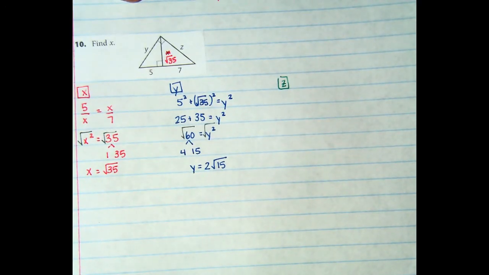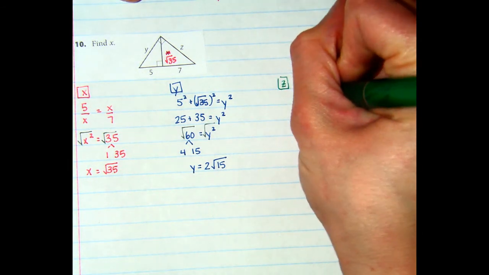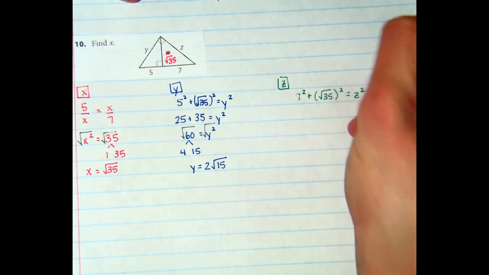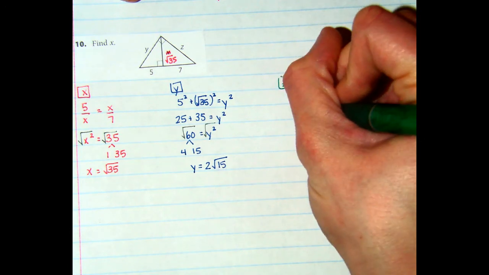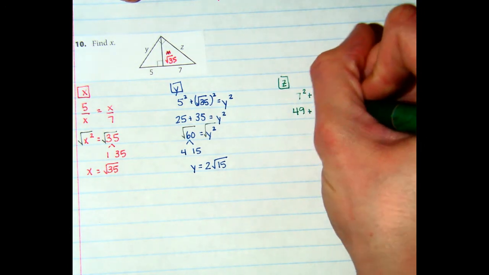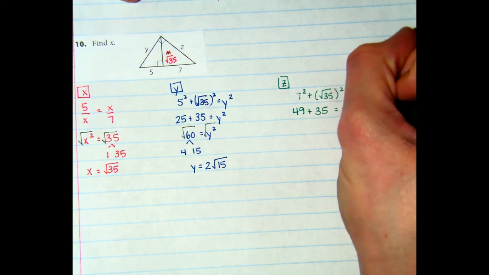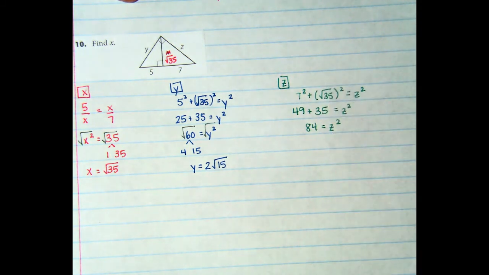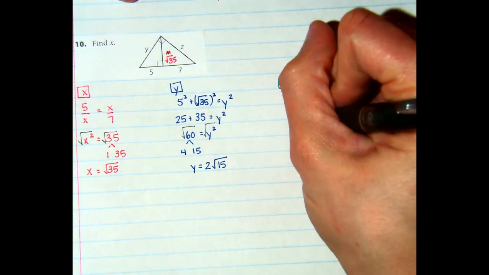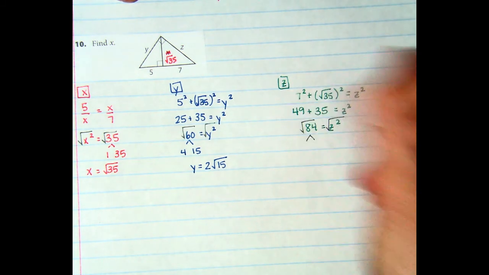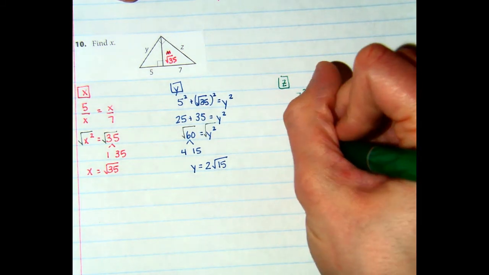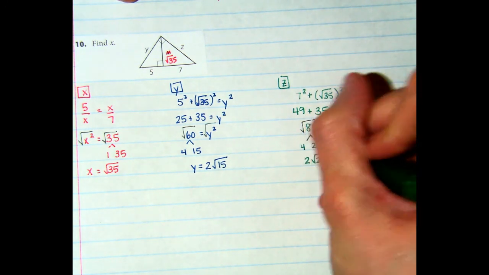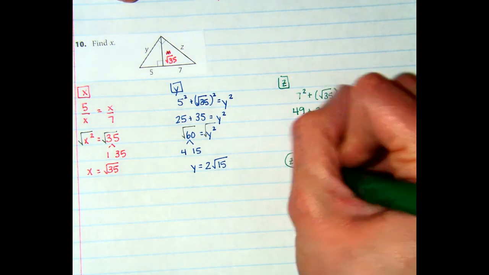Alright, how about z? What'd you set up? And 7 squared? And we already know that the square root of 35 squared is 35. What is 49 plus 35? So take the square root. 84, and 21, does it not seem that they all break into 4? There are your 3 answers.